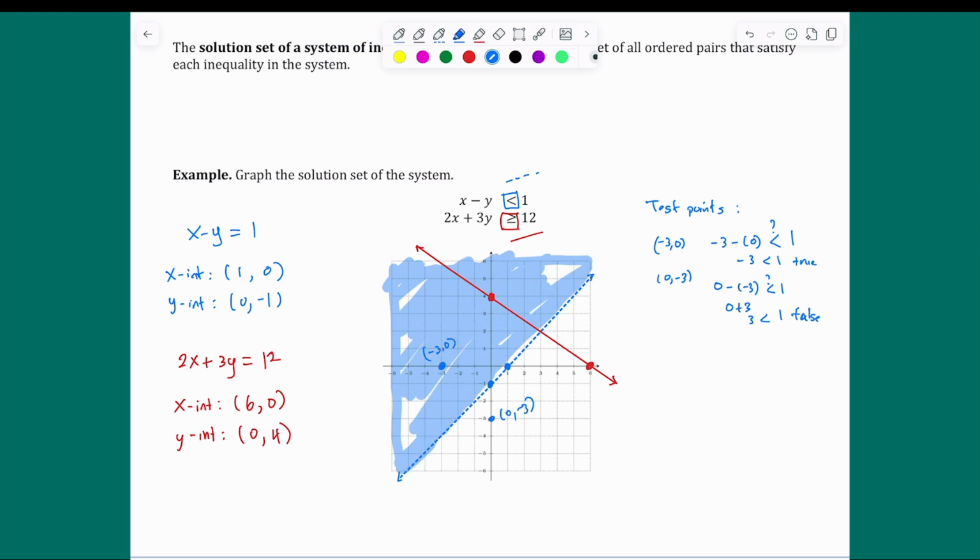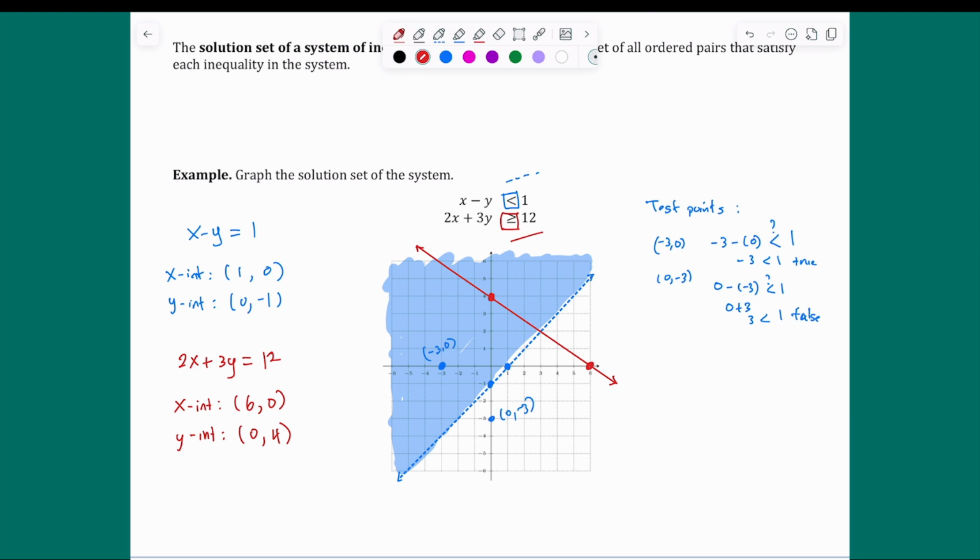I'll adjust this in a moment, but right now that's what it looks like. That's the solution that satisfies the other inequality. Okay, so now we take some test points for the red line, 2x plus 3y equal to 12, or 2x plus 3y greater than or equal to 12.